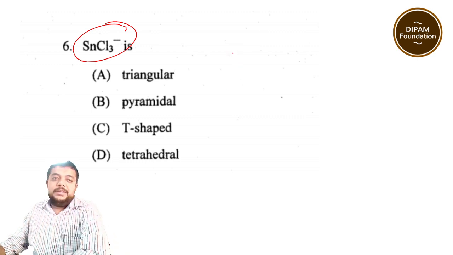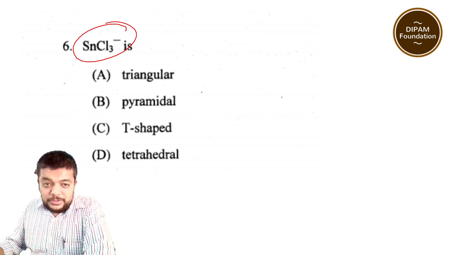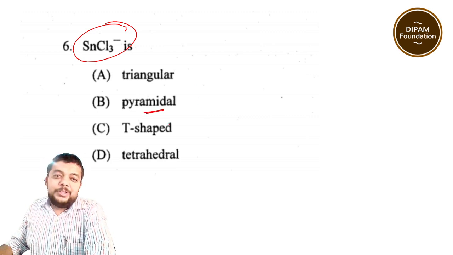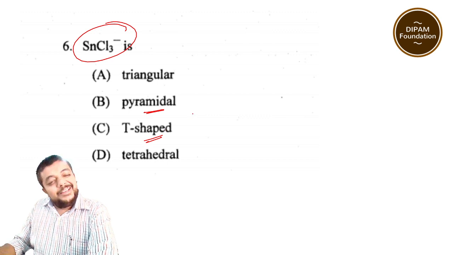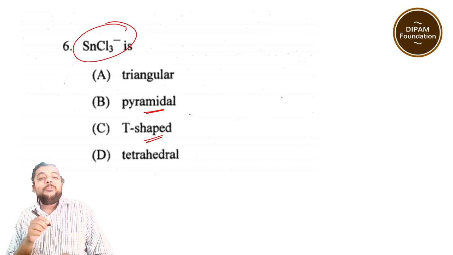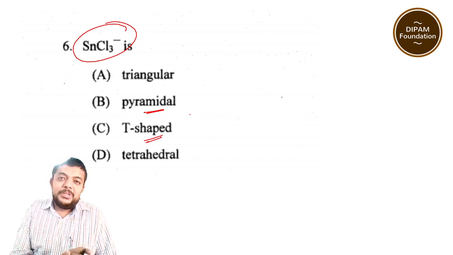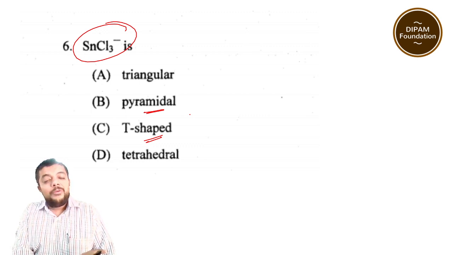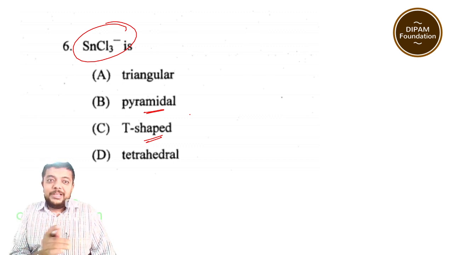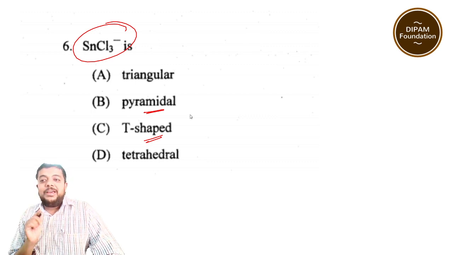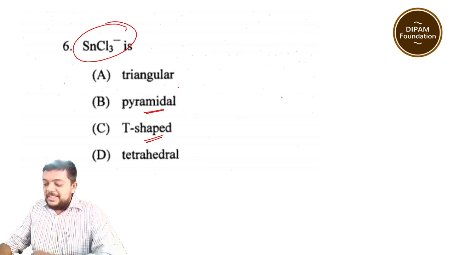SnCl3 minus. We have to check out the shape. These are not geometry, these are shape, because pyramidal is not a geometry, it's a shape. T is a shape. There is a hint that what the question gives is a shape. Sometimes you have a query whether the options given are geometry or shape. Geometries are fixed: linear, trigonal planar, tetrahedral, pentagonal bipyramidal, octahedral, and trigonal bipyramidal. But when you find pyramidal, when you find T, you get an idea that they are shapes and not geometry.